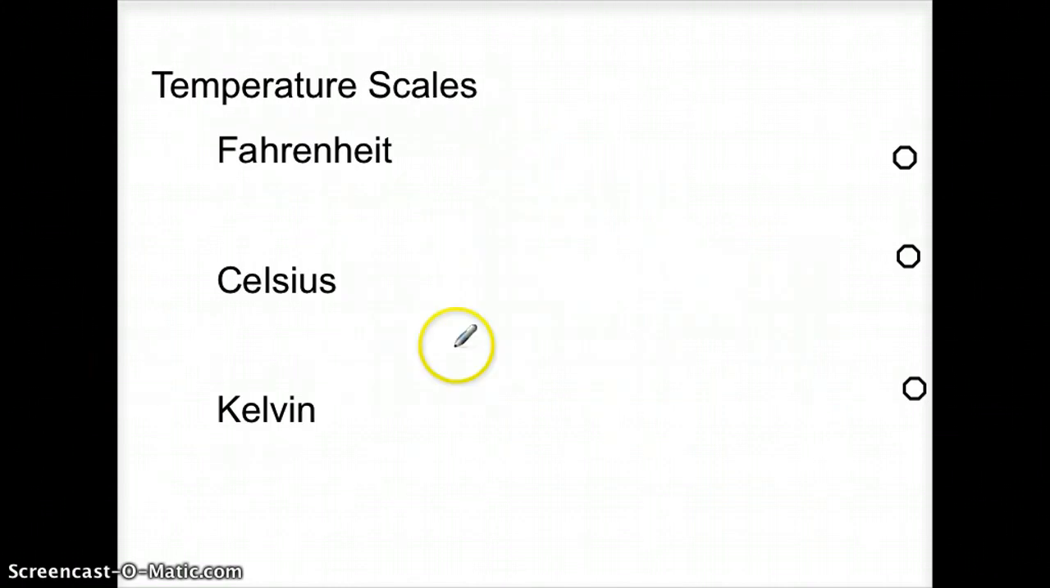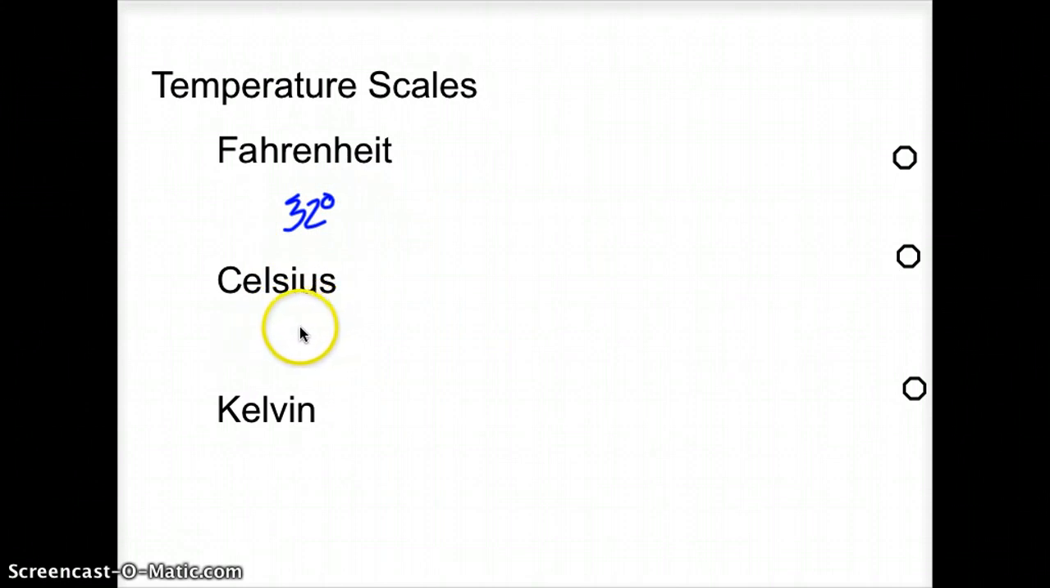Going back to temperature, we have our temperature scales, and we know these. We have our Fahrenheit scale, our Celsius scale, and our Kelvin. Our Fahrenheit scale is the one we're familiar with. If I were to tell you it's 32 degrees outside, you know that it's going to be cold that day. You watch the weather, they give you the temperature, and it's based on the Fahrenheit scale.